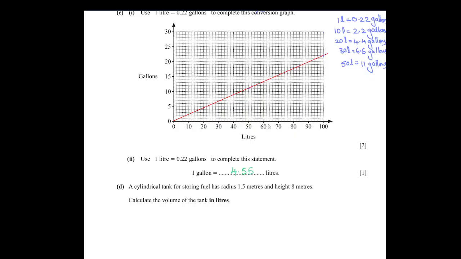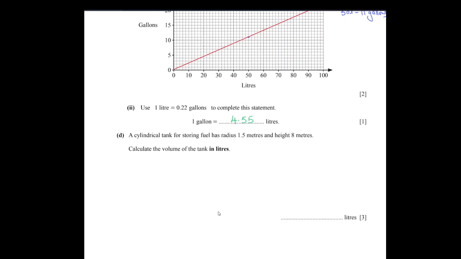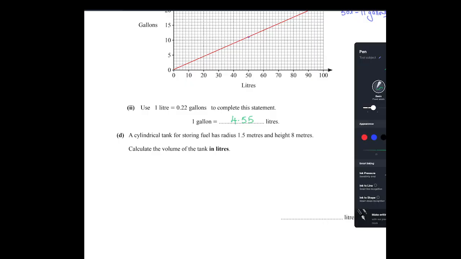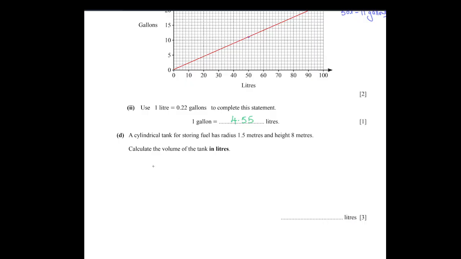Question number D. A cylinder tank for storing fuel has radius 1.5 meters and height 8 meters. Calculate the volume of the tank in liters. So this is a cylindrical tank and we need to find the volume.